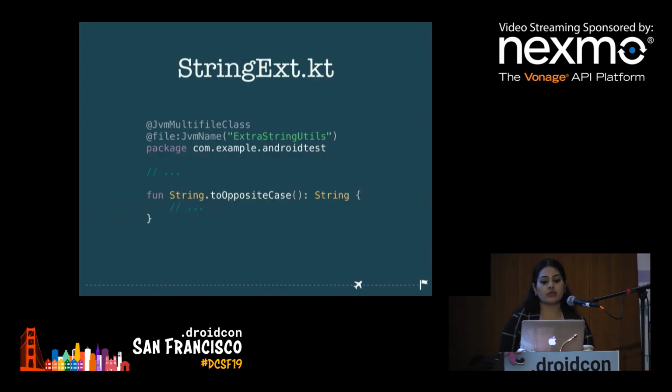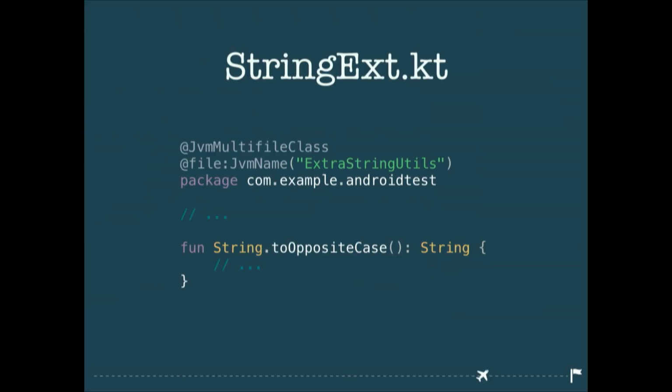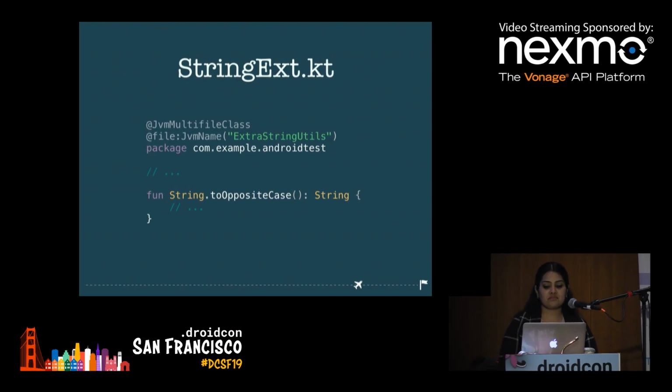And in fact, you can create a file called StringExt.kt and put in all of your string extension functions here. And if you need to use this on the Java side, just put in the annotation @file:JvmName and pass in the name of the file that it used to be. And if you have multiple functions in this file, just use the annotation @JvmMultifileClass.